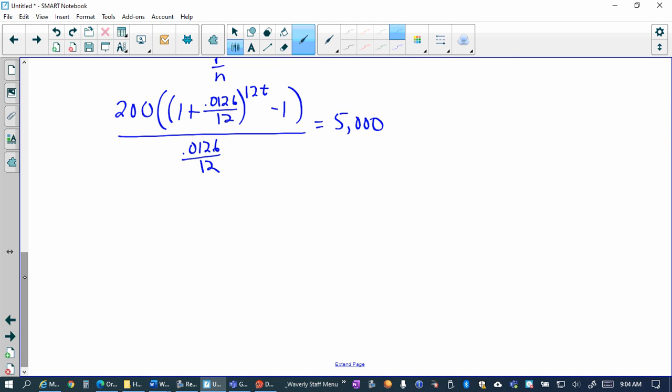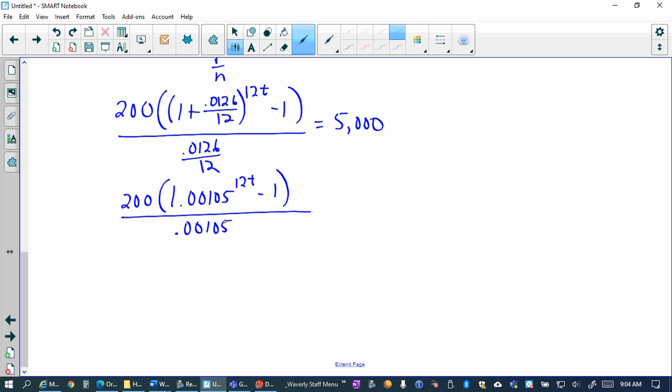So we'll have 200 times, this will end up being 1.00105, I believe, to the 12t minus 1, all over 0.00105 when we divide those out in the numerator, equaling 5,000.